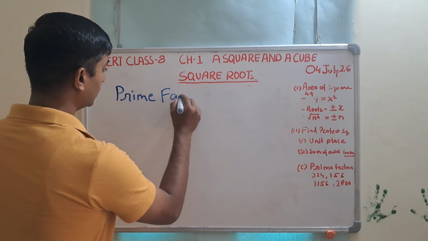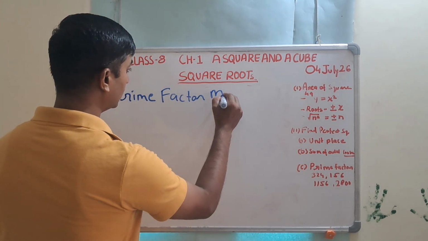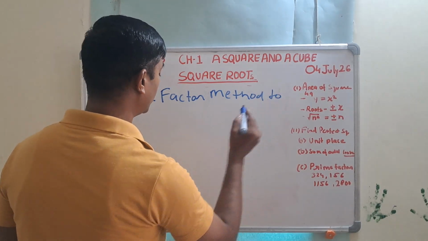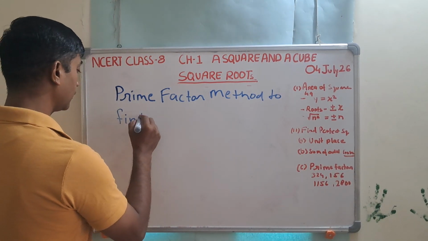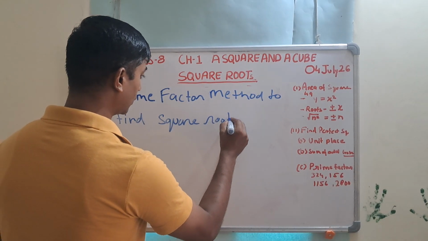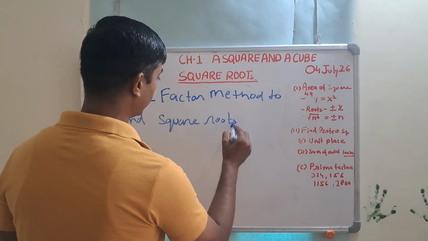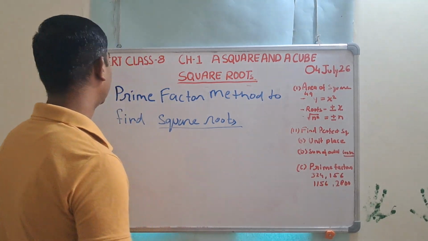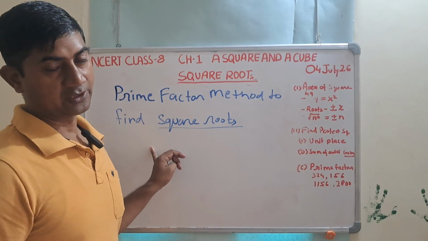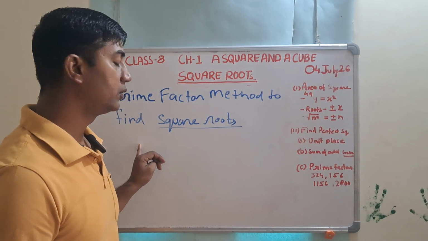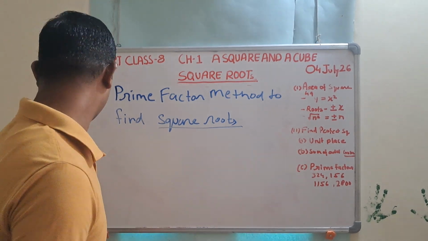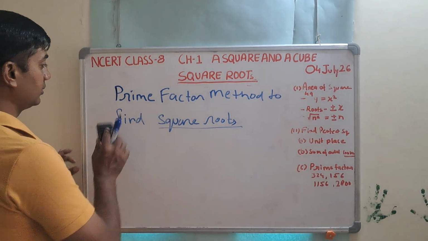Prime factor method to find square root. Okay, square roots. Understood? Now this method is applied for all the perfect squares. This method is applied on all the perfect squares, whether they are small or big numbers. Now we will apply this method.